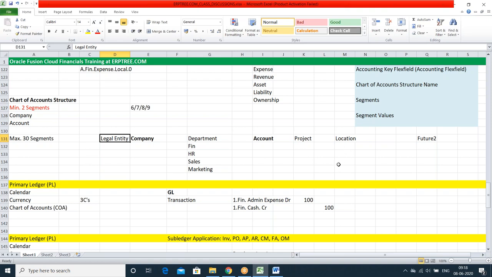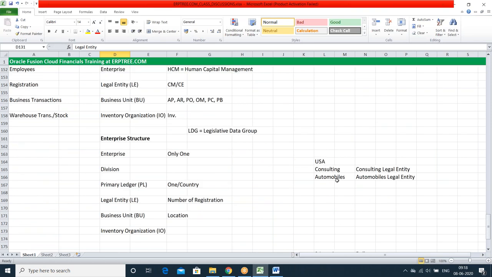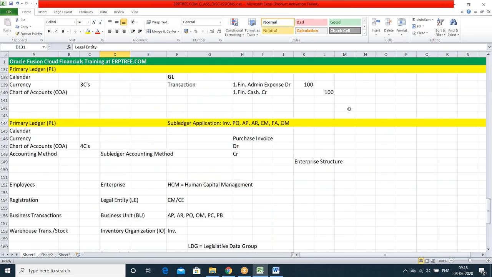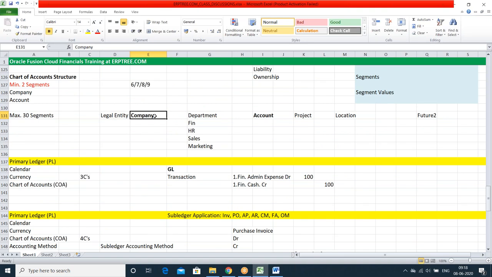Otherwise, you have two registrations, you have two branches, and for each registration you run the business in a separate location. In that case, two registrations you have, two business units you have, even if you take the segment as legal entity instead of company, yes, that would work. There is no big difference.